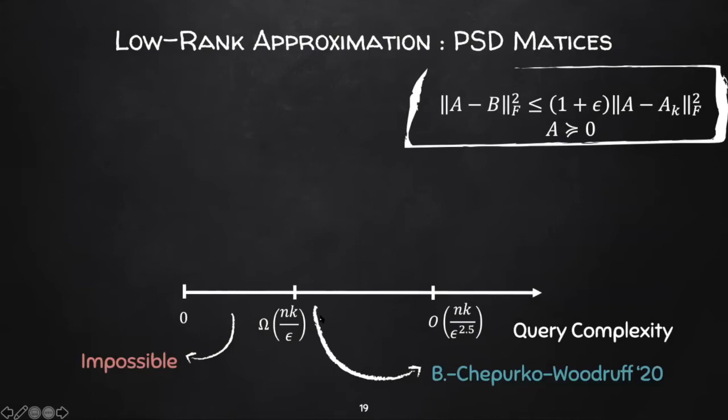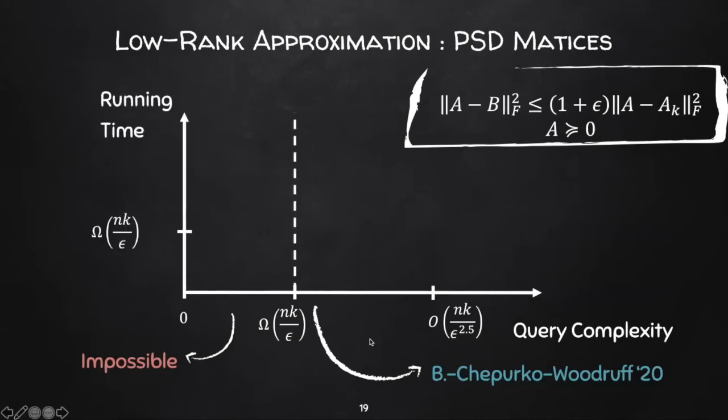Okay, so let's look at the picture again. Let's consider the running time now along the y-axis. And as we mentioned before, even with unbounded computation, below this threshold, we cannot get any algorithms. And above this threshold, we get a linear time algorithm. In some sense, this is the sharpest possible phase transition. Below this threshold, there exists no algorithms, even with unbounded computation. And above this threshold, there is a linear time algorithm.